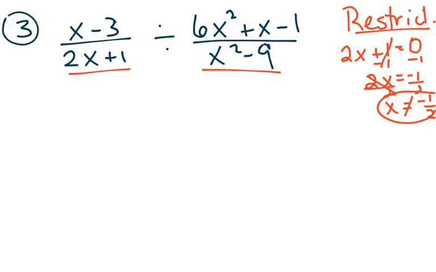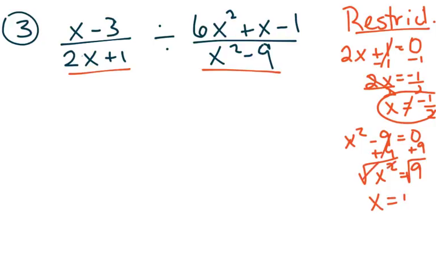That's a restriction. And then I also have x squared minus 9 equals 0. Add 9 to both sides. X squared equals positive 9. When I take the square root, x equals both a positive and a negative 3, because negative 3 times negative 3 will also give me positive 9. So I actually have 3 restrictions. X cannot equal negative 1/2, negative 3, and positive 3.